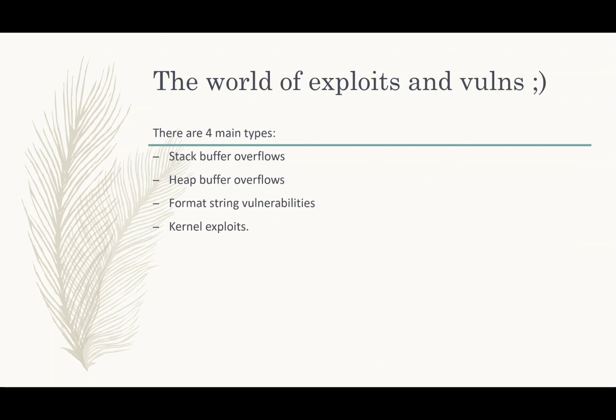Now, world of exploits and vulnerabilities, what we've been waiting for. So, according to me, the way I like to generalize it, there are basically four types of these. I mean, I know I'm basically combining exploits and vulns together, which is weird, but hear me out. So, four types: stack buffer overflows, heap buffer overflows, and there's also format string vulnerabilities.